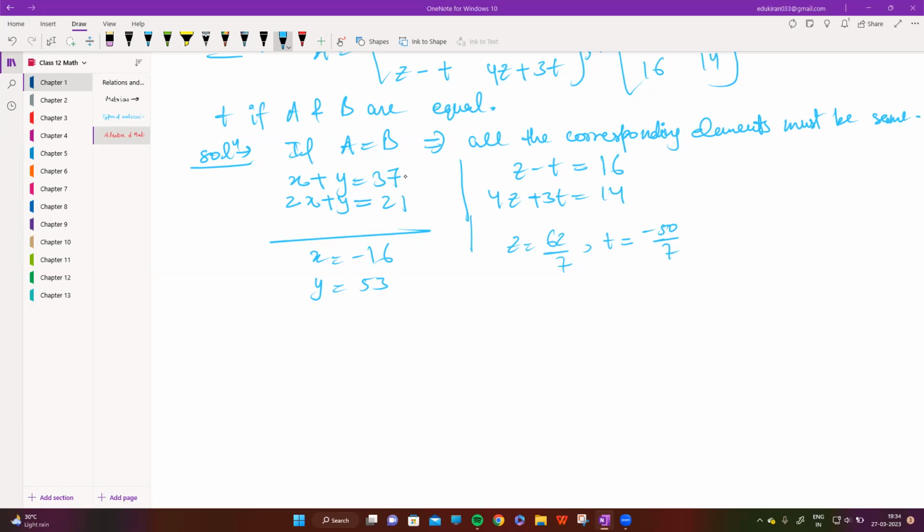So you have to use equality like this. Okay, let's find out this as well.